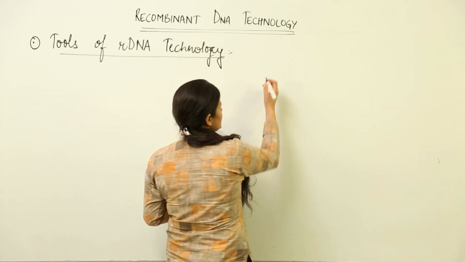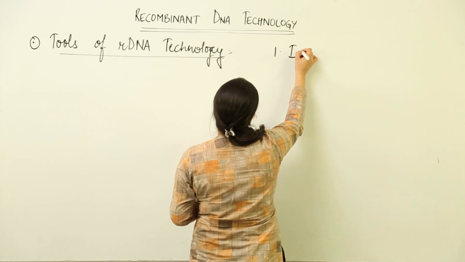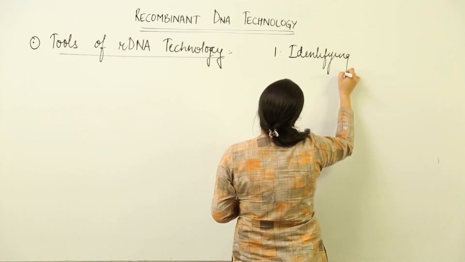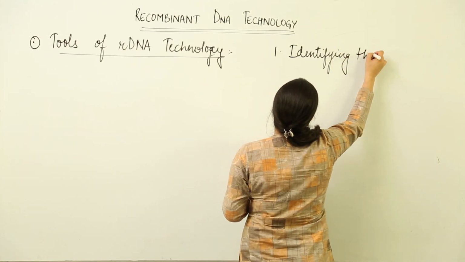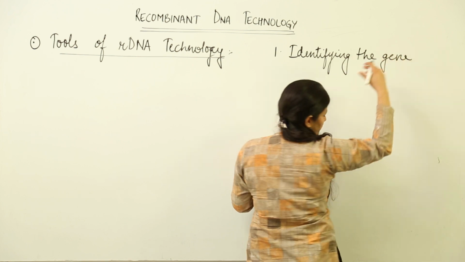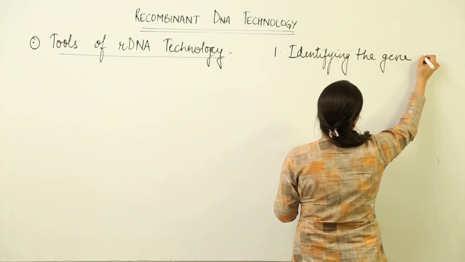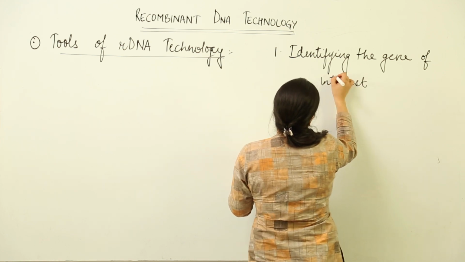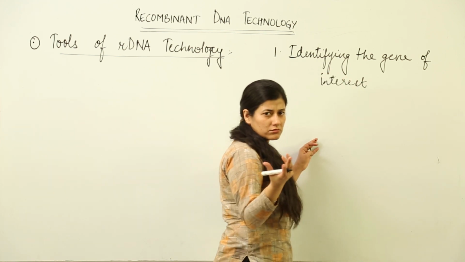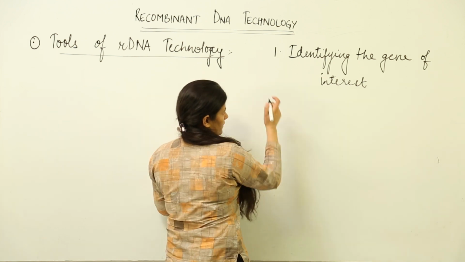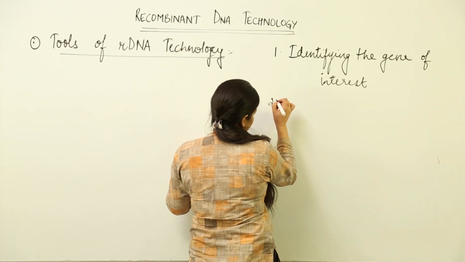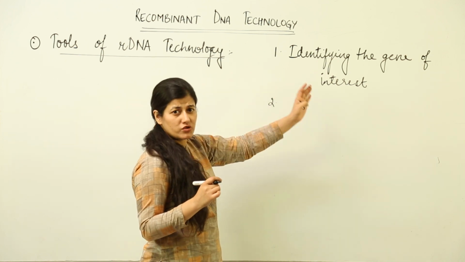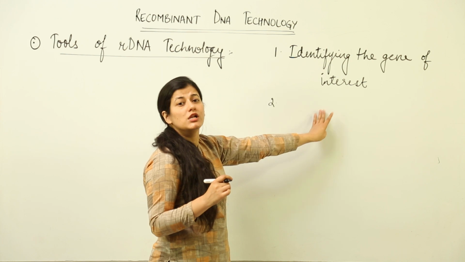Okay. So, the first step is identifying the gene of interest. This is the first step in obtaining a genetically modified organism that could be present in any living cell. From there you have to identify the gene of interest. Then that gene of interest has to be cut and transported to a suitable vector.